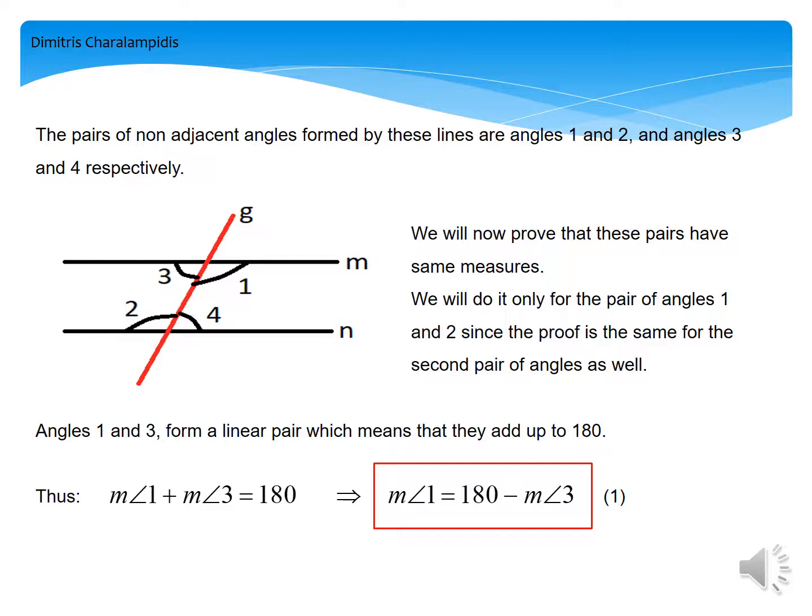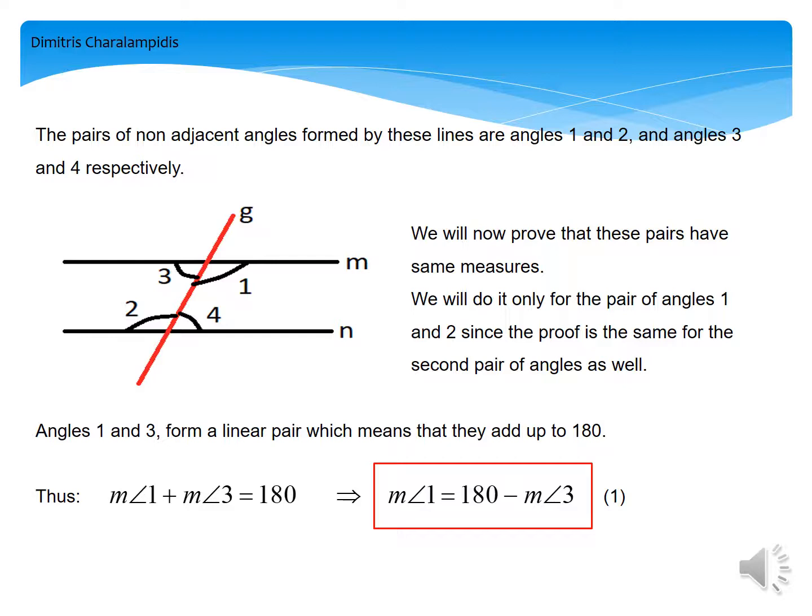We will now prove that these pairs have same measures. We will do it only for the pair of angles 1 and 2, since the proof is the same for the second pair of angles as well. Let's start. Angles 1 and 3 form a linear pair, which means that they add up to 180 degrees. Remember that two angles form a linear pair if they form a straight line.